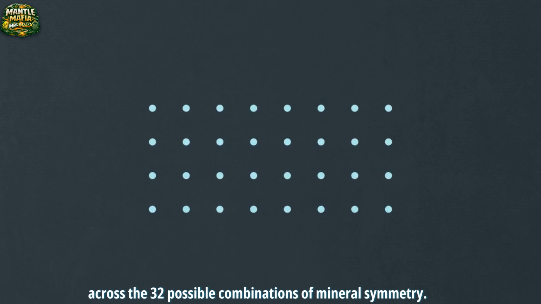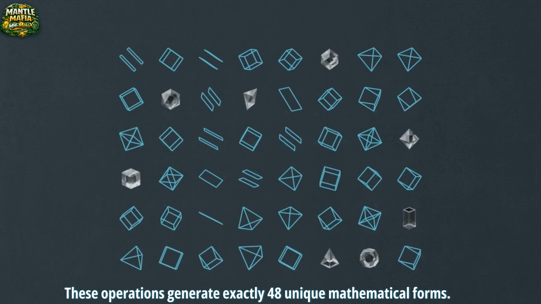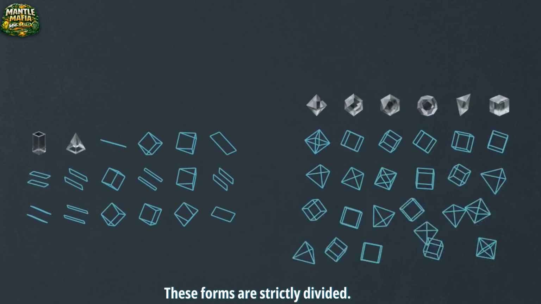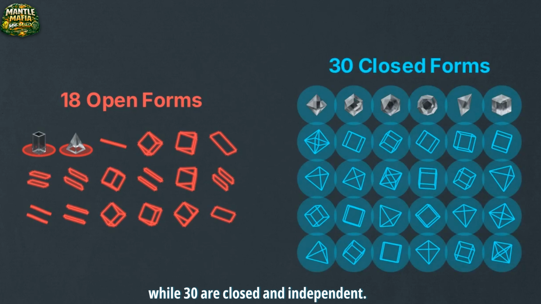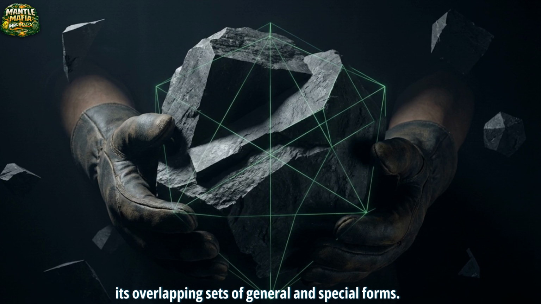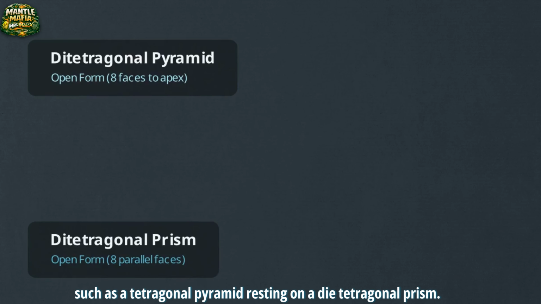Across the 32 possible combinations of mineral symmetry, these operations generate exactly 48 unique mathematical forms. These forms are strictly divided. 18 remain open, requiring combination, while 30 are closed and independent. When observing a natural crystal, we can mathematically untangle its overlapping sets of general and special forms. A complex crystal can be deconstructed into its constituent parts, such as a ditetragonal pyramid resting on a ditetragonal prism.